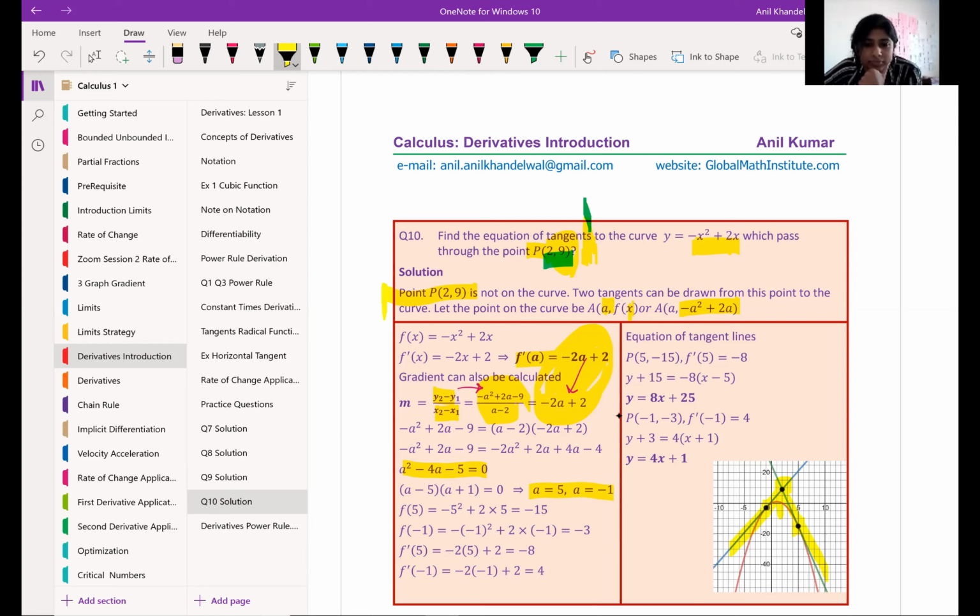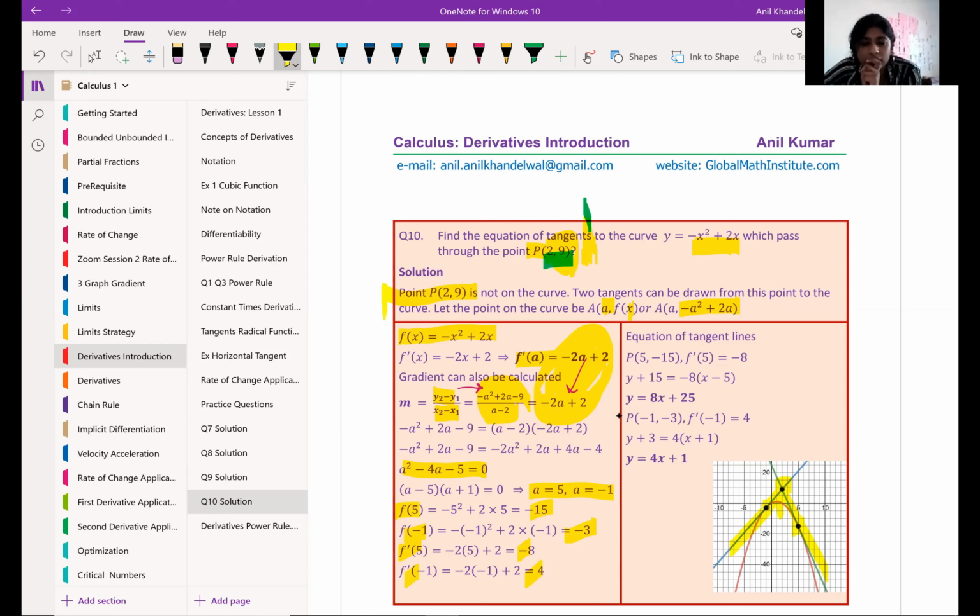Plug in a as 5, plug in a as minus 1 to get the derivatives at these 2 points, right? Plug in the value of 5 and minus 1 in the function itself to get the y value, f of 5 and f of minus 5, correct?